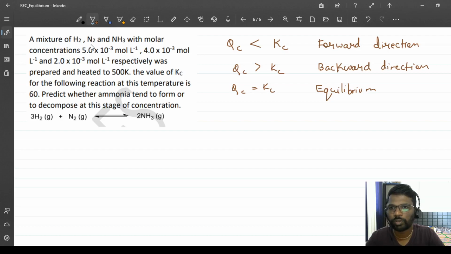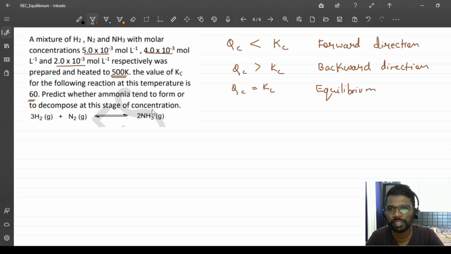A mixture of hydrogen, N2 and NH3 with the molar concentrations given was prepared and heated to 500 Kelvin. The value of Kc for the following reaction at this temperature is 60. Here the value of the equilibrium constant is given. Predict whether the ammonia tends to form or to decompose at this stage of concentration.